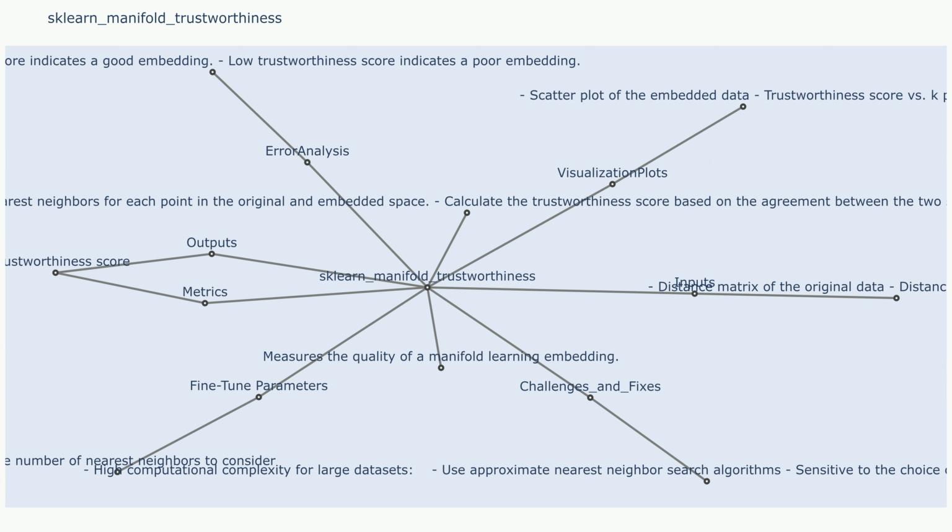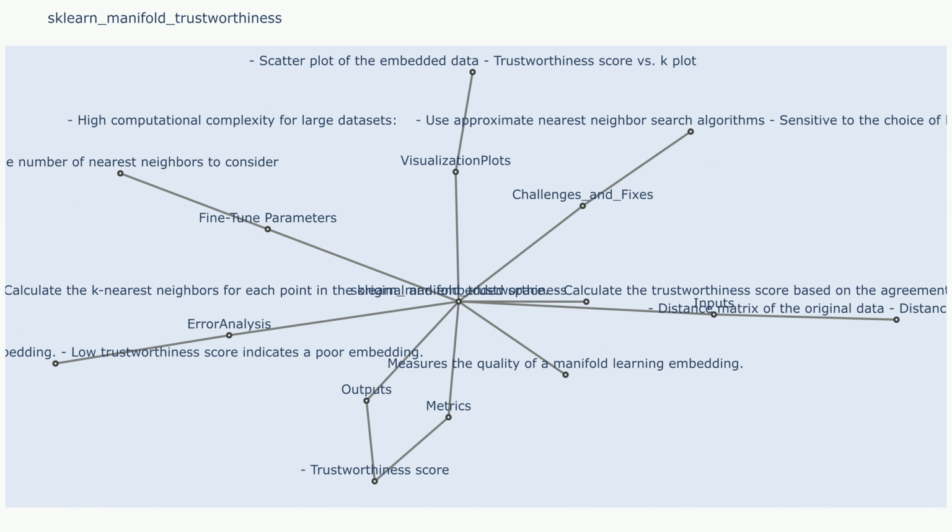Outputs. Output 1. Explain in detail. A single numerical value representing the trustworthiness score of an embedding. The score ranges from 0 to 1, with 1 indicating perfect preservation of the local neighborhood structure.